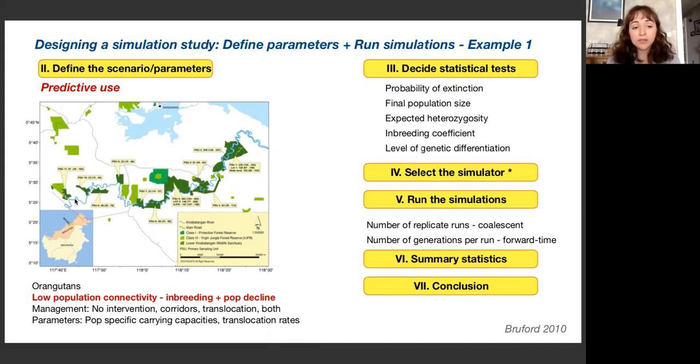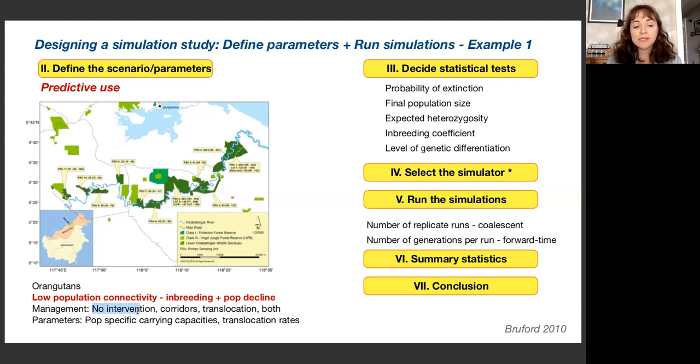Here there are orangutans living on different islands, and due to low population connectivity between them, there is inbreeding within each population. Because of that, there is a decline in their population. So the aim of the authors was to produce a management strategy to conserve the species.